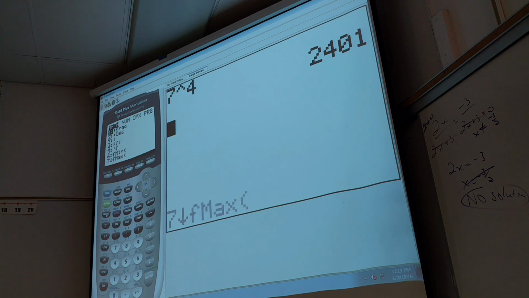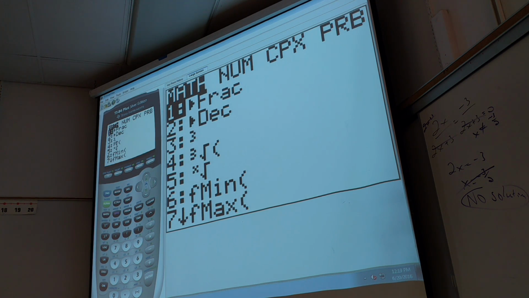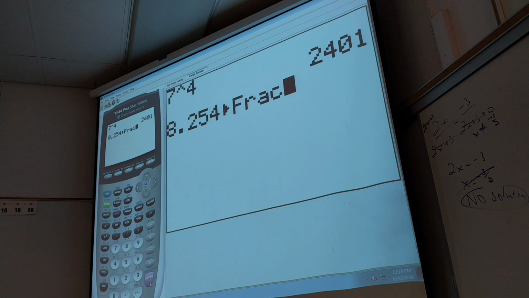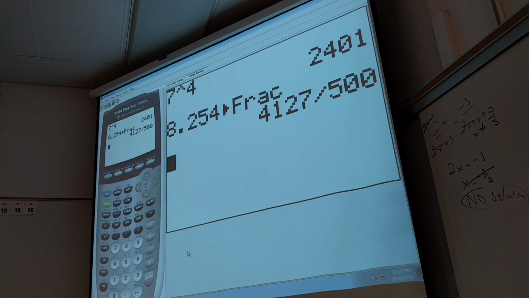Where's that button? Look at all that. There's a third power. There's a cube root. There's changing things to fractions. Excuse me? So if I had 8.254, math, change it to a fraction, please. Right, you're like, why did I not know this existed like a year ago?